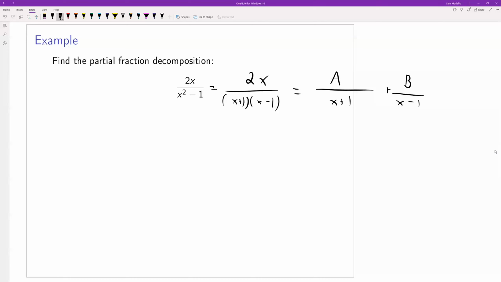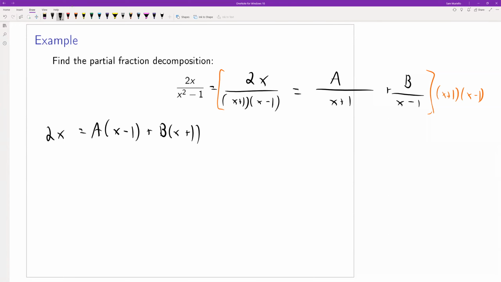Multiply to clear our denominators. So we're going to multiply both sides of this equation by the big denominator, (x plus 1)(x minus 1). Now on the left-hand side, of course, this just cancels and we're left with 2x. On the right-hand side, this gives us A times (x minus 1) because the x plus 1 cancels, and similarly B times (x plus 1) because the x minus 1 cancels.